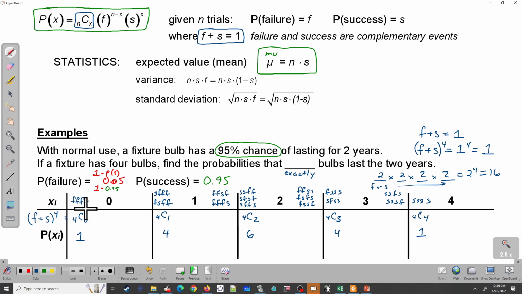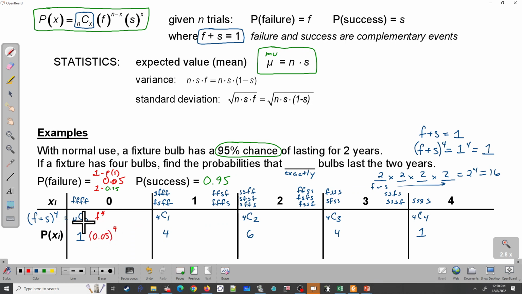Now, if I look at the FFFF, what you're realizing is that that's failure occurring, in this case, 4 times, which means I'm going to be multiplying failure by another failure, by another failure, by another failure, which means I'm going to take 0.05 and raise it to the 4th power.